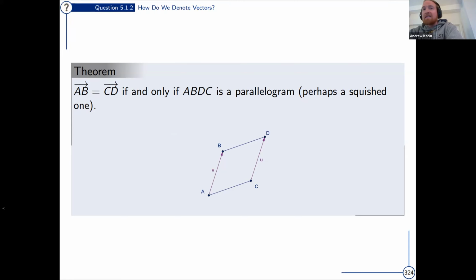And in parentheses, it says perhaps a squished parallelogram. I actually want you to think about what that would mean rigorously. What does it mean to have a parallelogram that's squished? And what would that mean in terms of the vectors being equal?